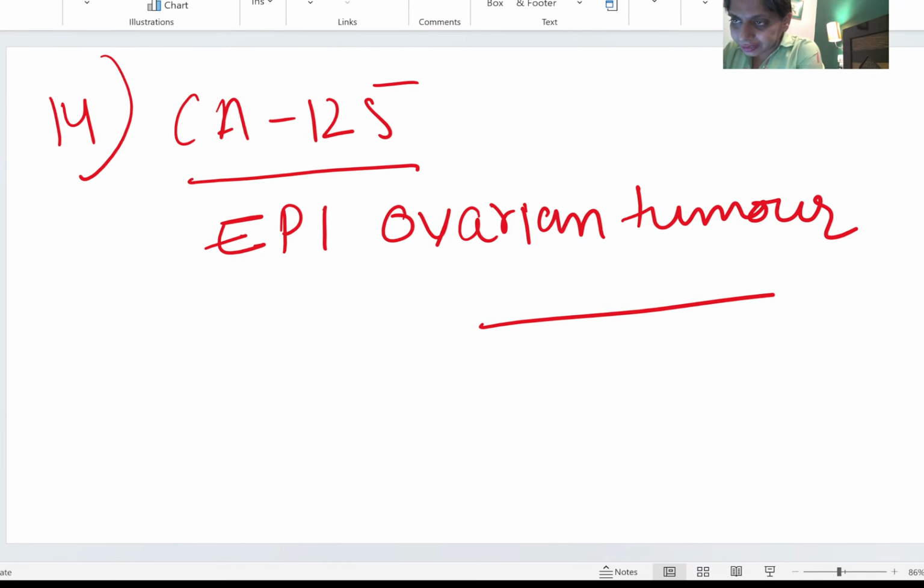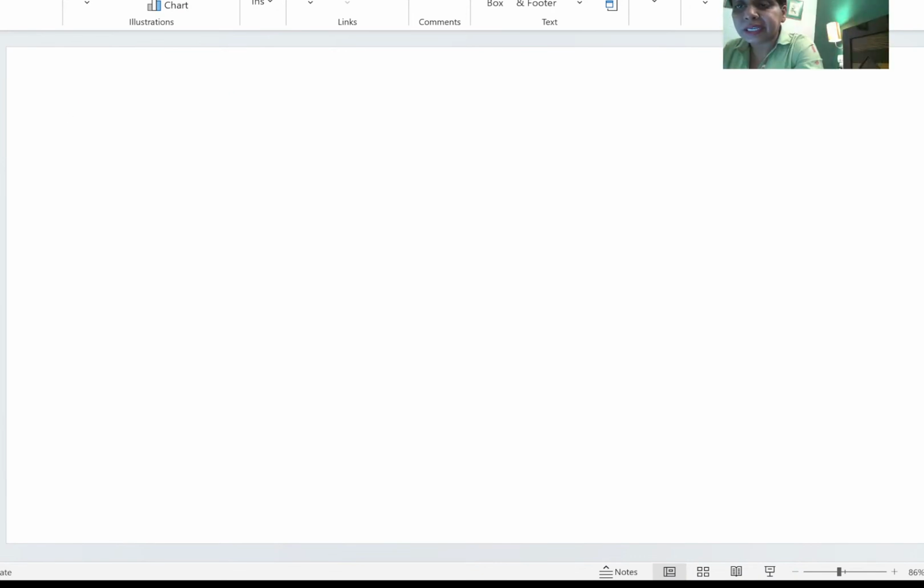Okay, let me take the next query. After 14, it is 27 and 23. All are markers of germ cell tumor. Already this query has been taken, Dr. Sumit. 27. All are markers of malignant germ cell tumor of the ovary except CA 125, which is a tumor marker of epithelial ovarian tumor. Okay.